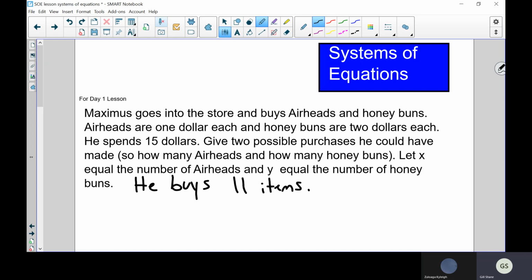It's either a starting amount, an ending amount, or a rate. Well, 15 and 11 are definitely not rates. They're not per; there's nothing that says per something. Airheads are $1 each. That's a rate. Honey buns are $2 each. Those are rates. So a number is either a starting amount, an ending amount, or a rate. And an ending amount would be like a total. So are 11 and 15 a starting amount or an ending amount? Ending amount. So ending amount is a total.